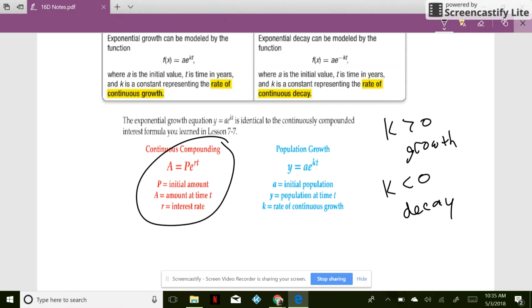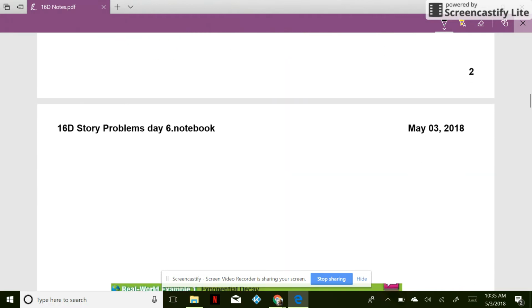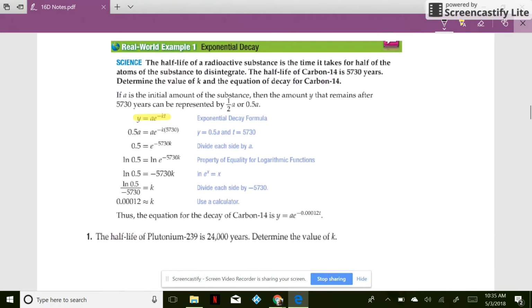We're also going to work with some money problems. So compound interest, stuff like that, those will always be growths. So here we're talking about half-life. So half-life is the time it takes for half of the atoms of the substance to disintegrate. So if you start out at 100 units, after its half-life, you'll only have 50 units left. So half-life of carbon-14 is 5730 years.